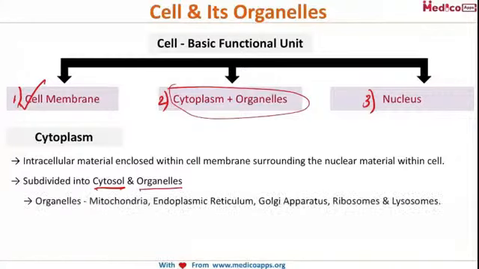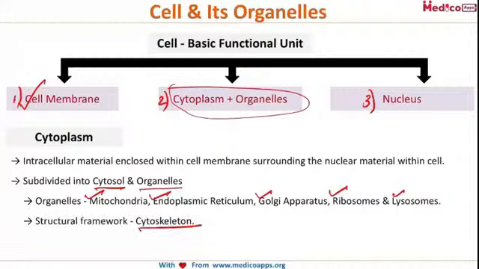The important organelles are mitochondria, endoplasmic reticulum, Golgi apparatus, ribosomes and lysosomes. In this session today we will be learning about each of them in detail. And of course the structural framework of the cell is maintained by your cytoskeleton, and for cellular transport there are something called the molecular motors.